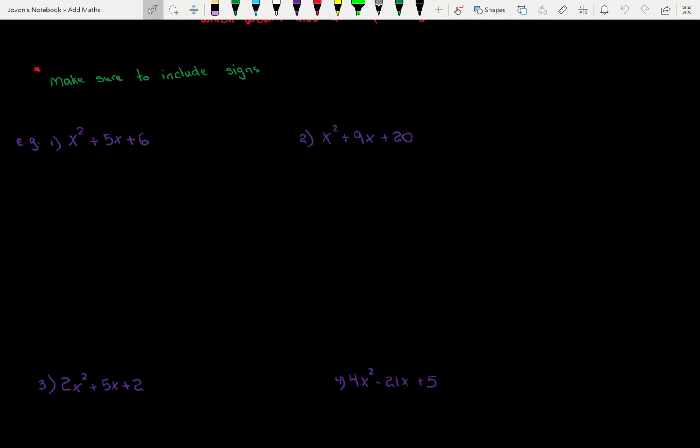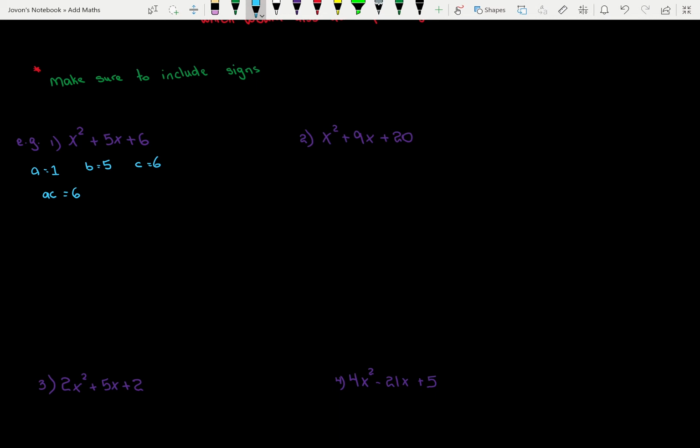In this question we have x squared plus 5x plus 6, and we're going to find the value of x when this quadratic is equal to 0. So we know a is equal to 1, b is equal to 5, and c is equal to 6. So ac is equal to 6. We want two numbers which multiply to give you 6 and which also add up to give you 5.